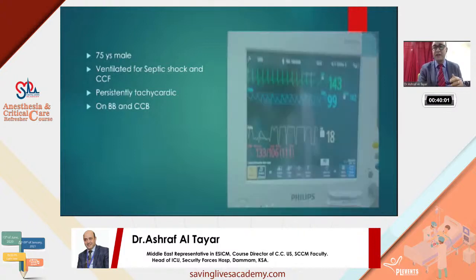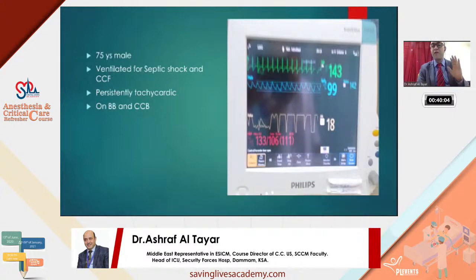I found him very tachycardic, as you see here in the bedside monitor, 143, but he is comfortably breathing with a pressure support, breathing 18, saturation is 99%. But this patient is on positive pressure ventilation persistently, in spite of big doses of beta blocker and big doses of calcium channel blocker. And this is another very straightforward message, that beta blocker and calcium channel blocker should not be used blindly, especially in old age patients.